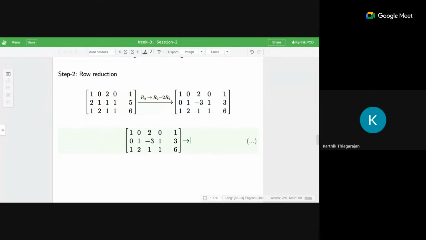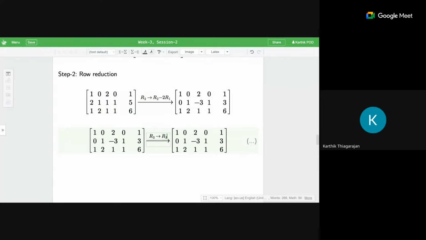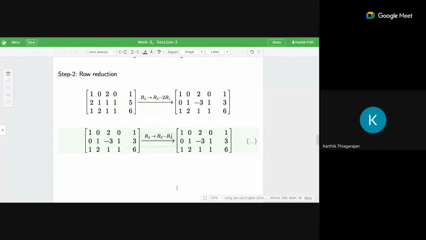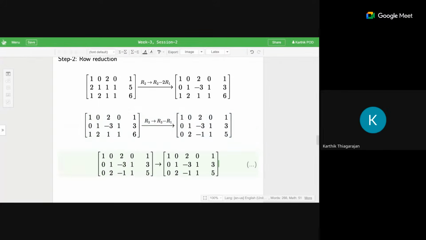So what next? What could I do? R3 minus R1. Okay, R3 is R3 minus R1. So this becomes 0. What does this become? 1 minus 2, so -1. 1 remains the same. 6 minus 1, 5. So if I'm making a mistake at some point, please correct me. Otherwise, I'll keep going on. Okay, right. So what next?